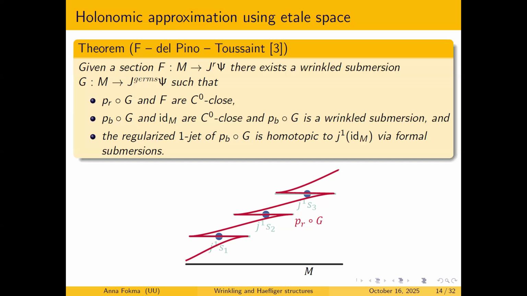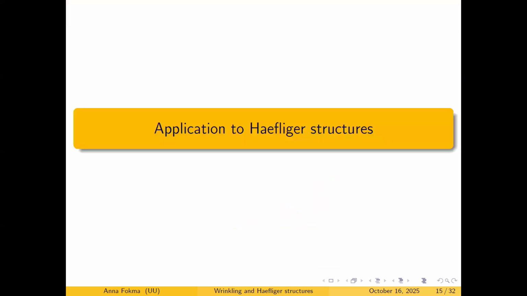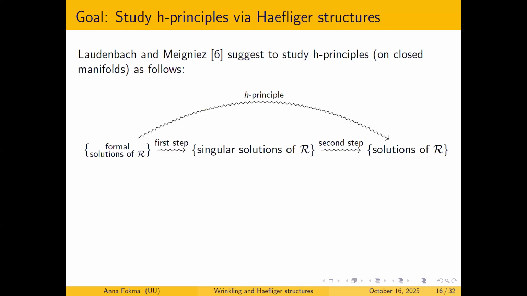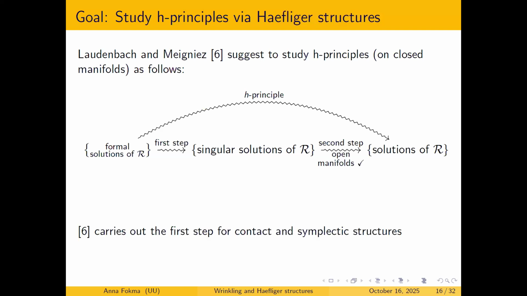Okay, now, that was our first main result. And in the remainder, I want to apply this to Haefliger structures. Because, recall, we're actually interested in h-principles, and there the central question was, if I have a formal solution, can I deform it to an actual solution? Well, Laudenbach and Meunier suggested to split this up into two steps. So you first try to homotope your formal solution into a singular solution, and then you try to resolve the singularities.